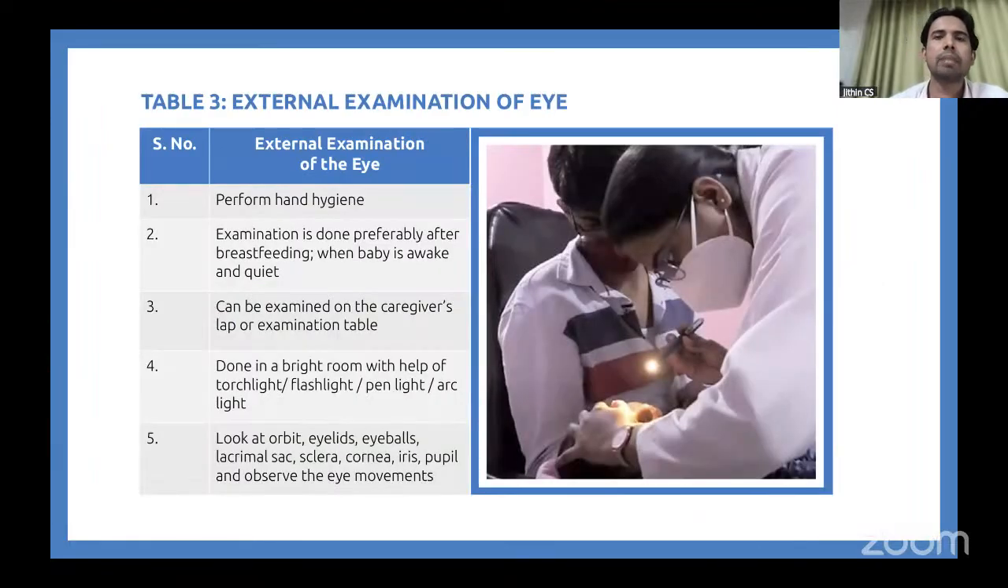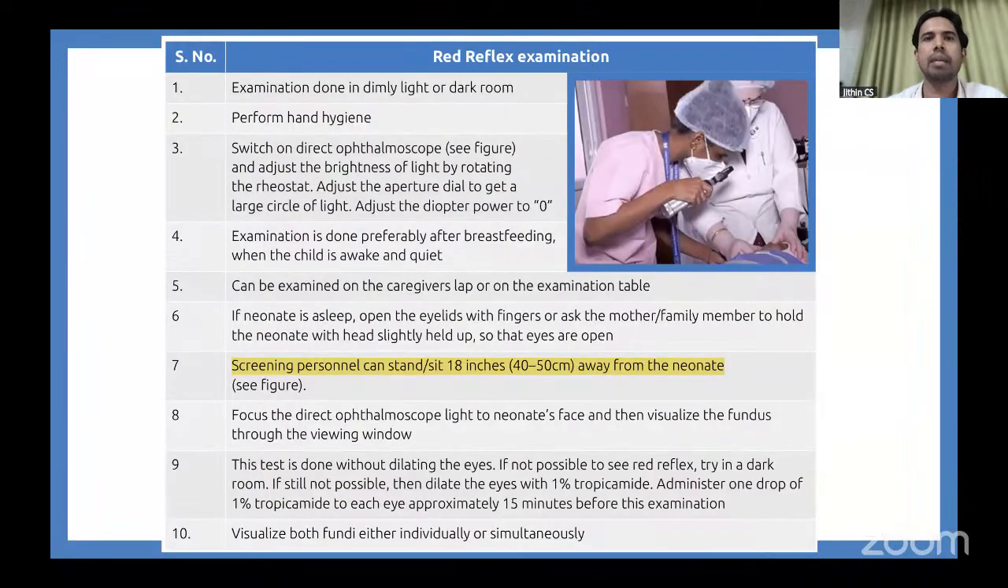For external examination of the eye, the room should be bright, and we use a pen torch and just look at the pupils, iris, and conjunctiva, as well as the eyelids. Then for red reflex examination, we need an ophthalmoscope, which should be a direct ophthalmoscope, and the baby should be in a dimly lit or dark room. The ophthalmoscope is held close to our eyes and should be at least 18 inches away from the neonate. So mostly the wider circle would cover both eyes, and we can visualize both fundi simultaneously.